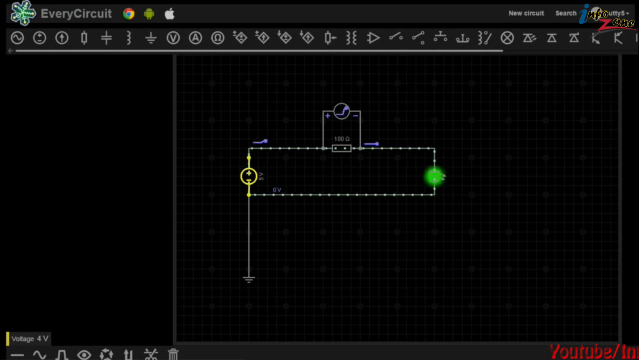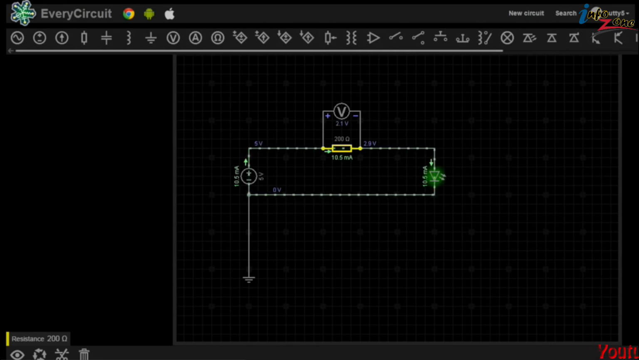I'm going to set this back to 5 volts, and now we're going to adjust the resistor value while keeping the voltage constant, or keeping the voltage the same. So Ohm's law states that current is inversely proportional to the resistance. And to show what that means, if I increase the resistance to 200 ohms, so that's the inverse part of the equation. You increase the resistance, and therefore the current decreases.